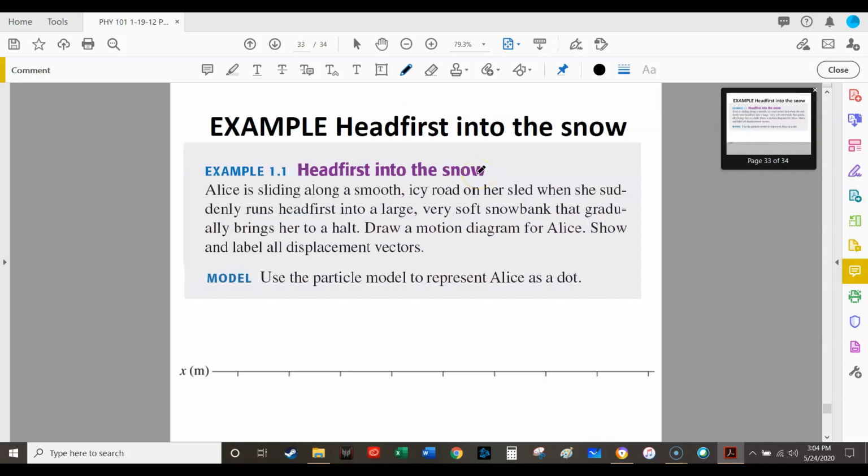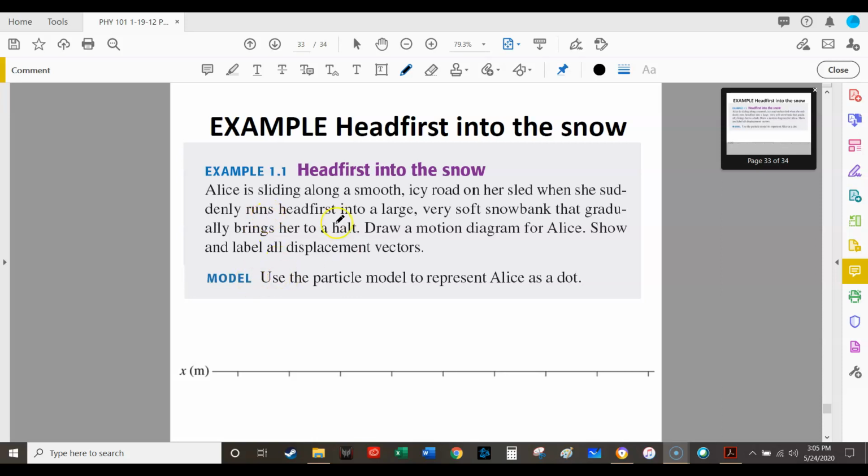So now let's actually do a problem, okay? Let's do a problem and let's apply what we've learned. Alice is sliding along a smooth, icy road on her sled when she suddenly runs headfirst into a large, very soft snowbank that gradually brings her to a halt. Okay, gradually brings her to a halt. So that sounds like she's going to be slowing down. Show and label all displacement vectors.